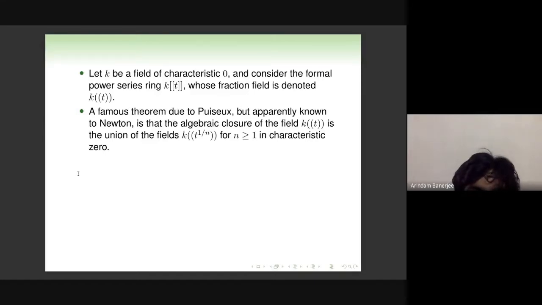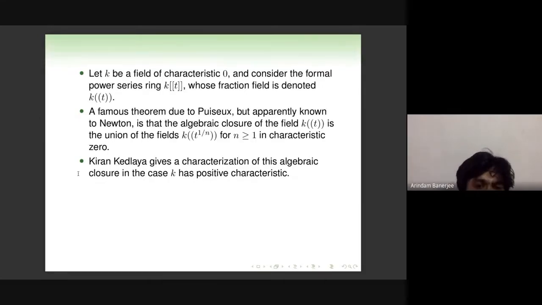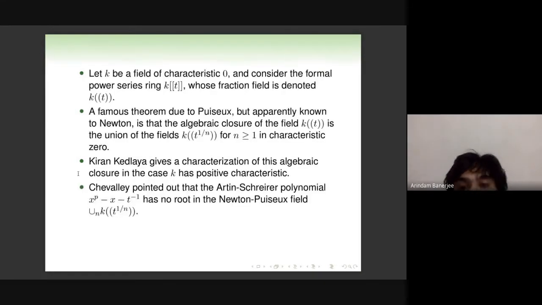So it's a famous theorem by Puiseux, but apparently known to Newton, that the algebraic closure of the Laurent series ring, this K double round bracket T, is actually the union of these fields, K double round bracket T to the power 1 over n, where n is a positive integer. And this is true in case of characteristic 0. Kiran Kedlaya gives a characterization of the algebraic closure in case K has positive characteristic. We'll come to that characterization slightly later. But it's very different from characteristic 0. So it's very much dependent on characteristic.